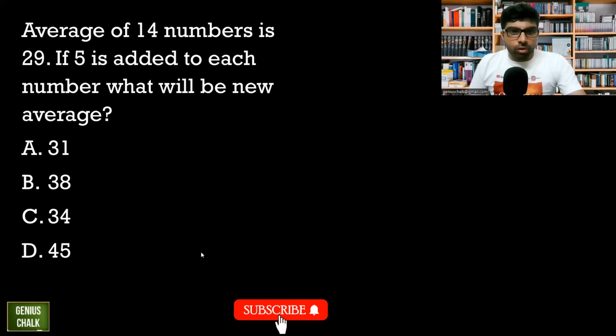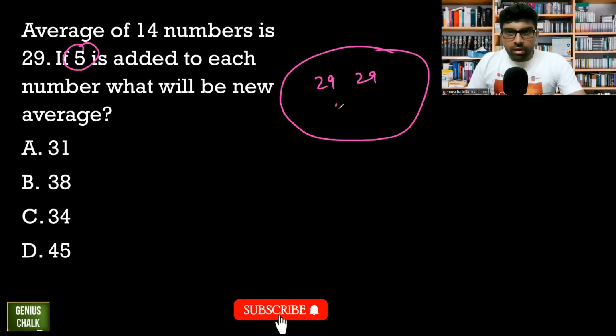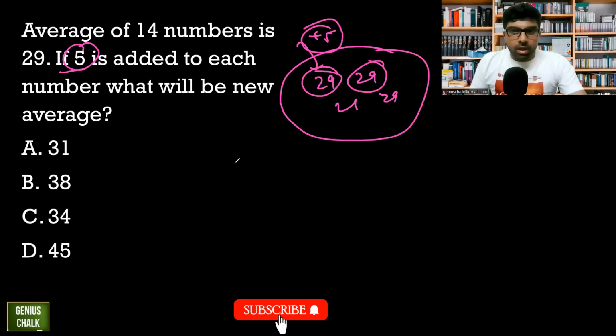Average of 14 numbers is 29. 5 is added to each number. So again, the same thing. There are 14 numbers. Their average is 29. So as I said, if 5 is added to each number, that means this average will also be increased by that same. So 29 plus 5 is 34.